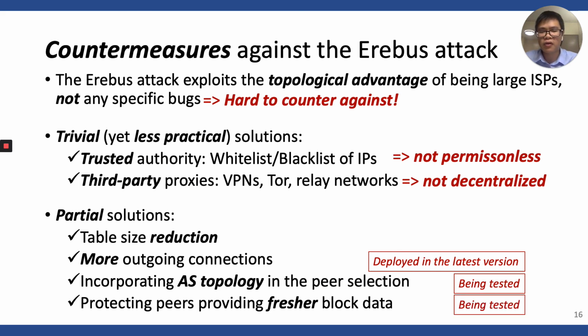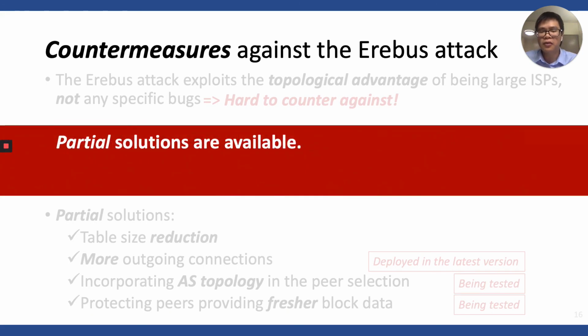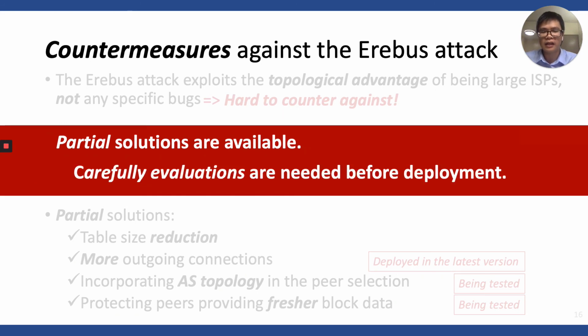Also, a Bitcoin node can protect peers, providing fresh data to mitigate the effect of partitioning attacks, and this is also being tested. In sum, there are partial solutions to the Erebus attacks, but they need to be carefully evaluated before the deployment.